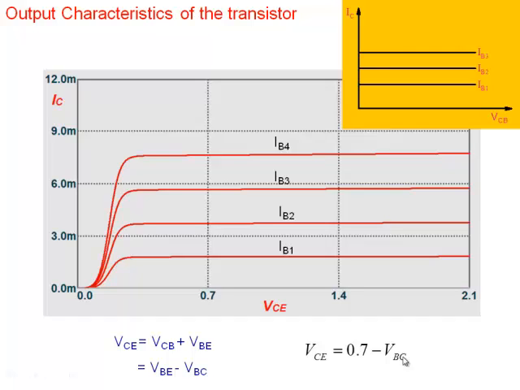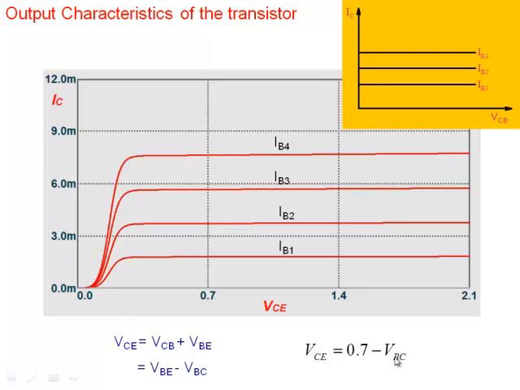Now, when is my collector base junction reverse bias? Up to what point? I have plotted here VCE. My collector base junction can be considered reverse bias when VBC is what? Negative, right? When VBC is negative, then I have reverse bias collector base junction. So when VBC is negative, VCE will be more than 0.7.